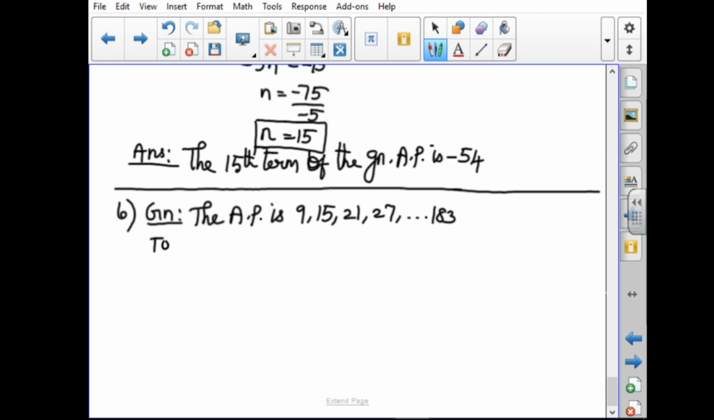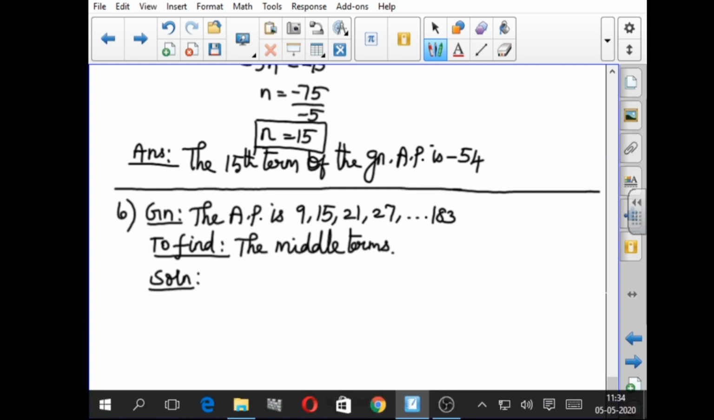To find the middle terms. The question is given not as the middle term. Here it is given as middle terms. So solution. So from the given AP, the first term, A equal to 9.